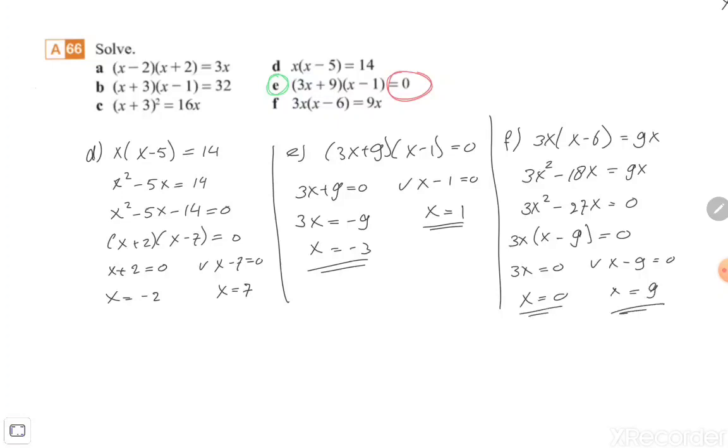So again, if there's already equal to 0 on the right side, you can solve it immediately, and otherwise you need to multiply out the brackets first. Good luck with the rest of the exercises.